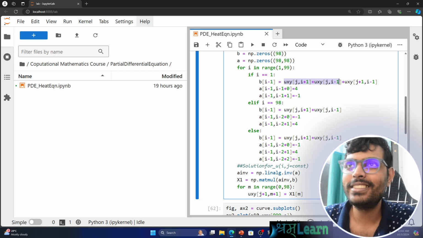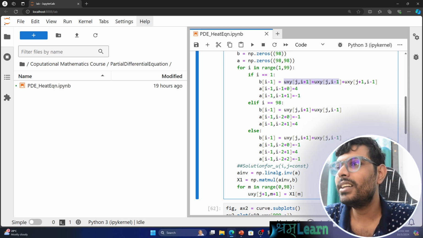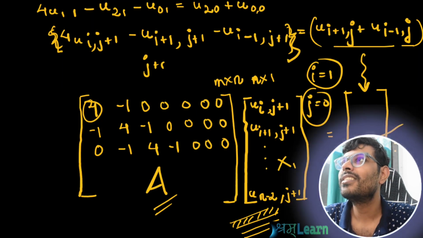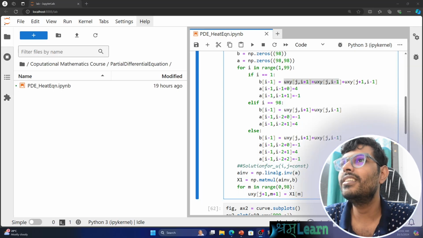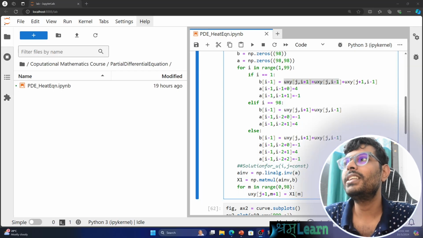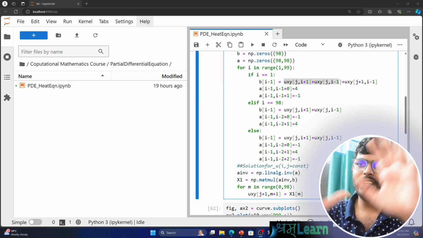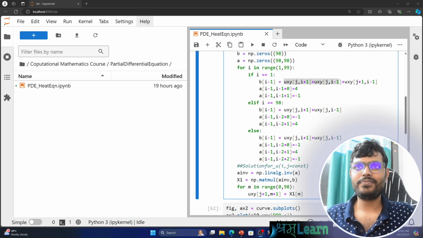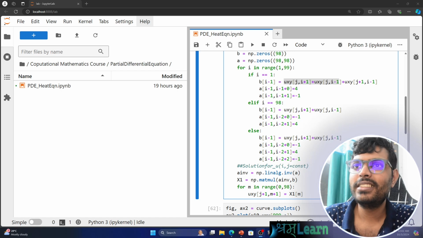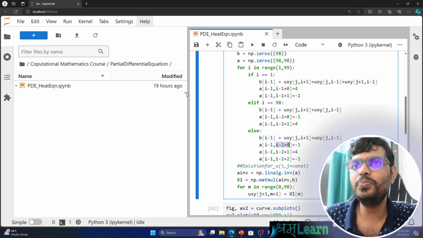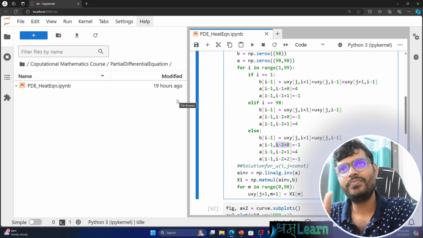What are these? These are nothing but i plus 1, i minus 1 terms. So that you can find it here also. i plus 1, i minus 1 terms. So I'm not doing anything great with my logic. And you can see here, A matrix is being filled like this. Okay, so all this index manipulation is just to push things to the right side.